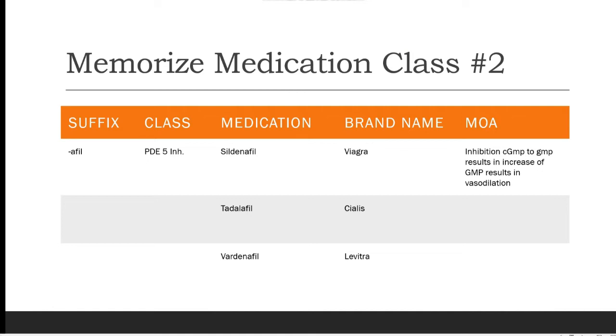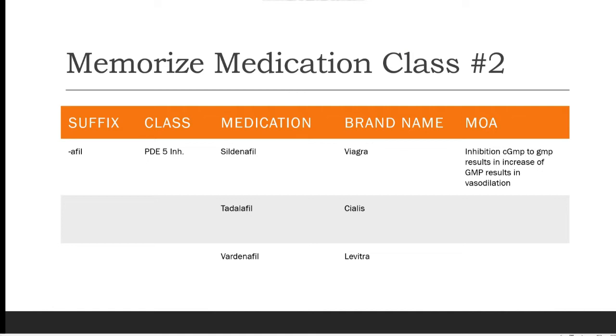So the second class of medication that I want to talk about are those that end with afil. These are phosphodiesterase 5 inhibitors. Three examples of those are sildenafil, tadalafil, and vardenafil. The brand name for sildenafil is Viagra, tadalafil is Cialis, and vardenafil is Levitra.